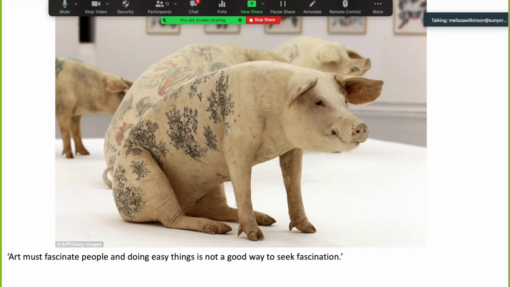Now, he got a lot of crap from the art world, because animal welfare advocates were really talking about how uncomfortable these pigs were. But he really maintained that his pigs lived better than most humans. He has this quote that I think is really interesting: "Art must fascinate people, and doing easy things is not a good way to seek fascination." So he's an interesting artist when we're thinking about time, because one has to wait for the death of the animal. The animal is not killed. The animal dies of old age, and they don't live that long.